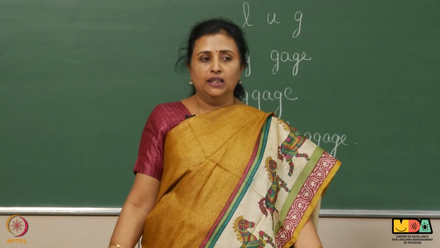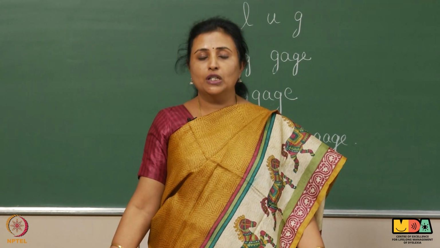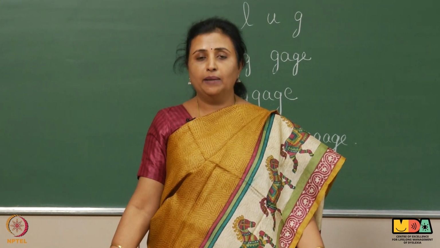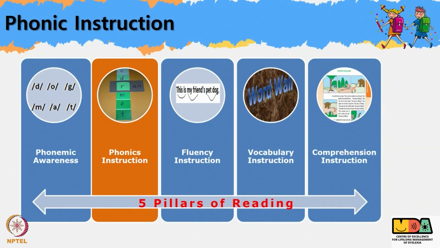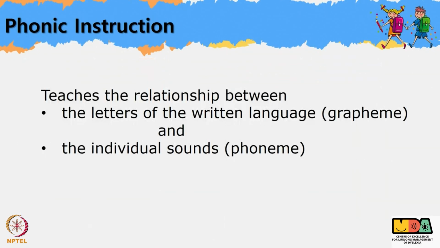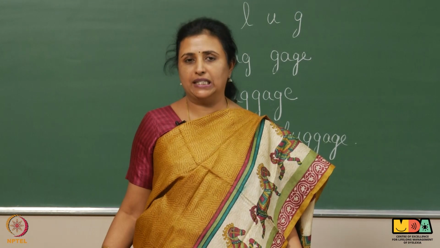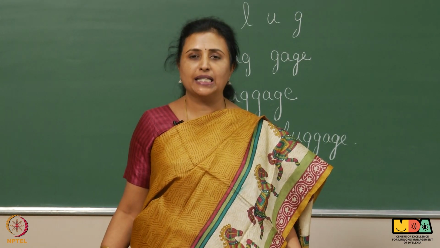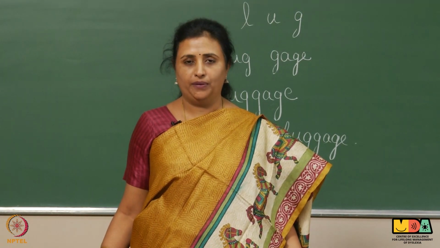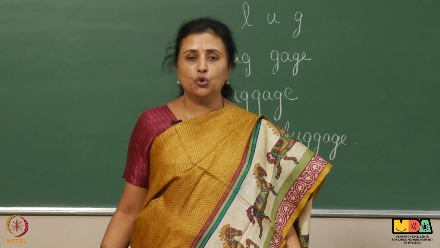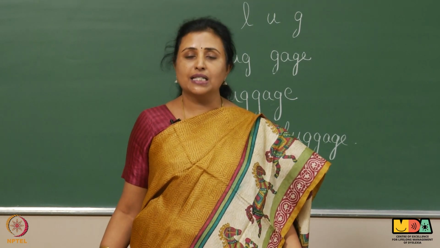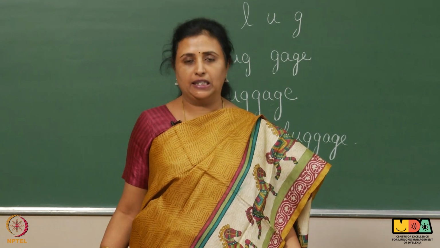Hello friends, we will now move on to the second pillar of reading, namely phonics instruction. This instruction talks about the relationship between the sound and the letter, that is the phoneme and the grapheme association. The English language comprises 26 alphabets and each of these alphabets has one or more sounds. We are now going to see the various sounds of each and every alphabet.